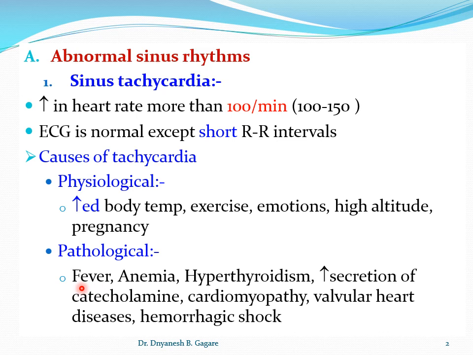It leads to an increase in temperature, and increased temperature causes the tachycardia. Then in anemia also there is an increase in heart rate. Then hyperthyroidism: it leads to an increase in metabolism, and that's why there is an increase in heart rate. Then increased secretion of the catecholamines, adrenaline, noradrenaline, serotonin, directly or indirectly increases the heart rate.